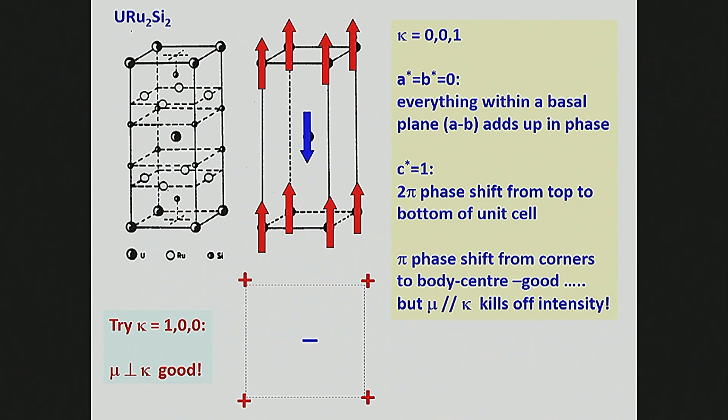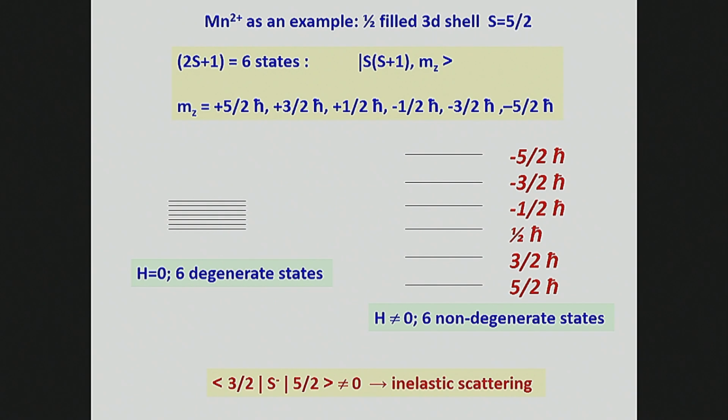So that's good. That will flip the spin here, give us a positive net moment, if you like. And now our wave vector 1, 0, 0 is perpendicular to the moment direction. So this is going to give us a lot of strong diffraction. Okay. So that just gives you an example of how you might think about at least this very simple structure.